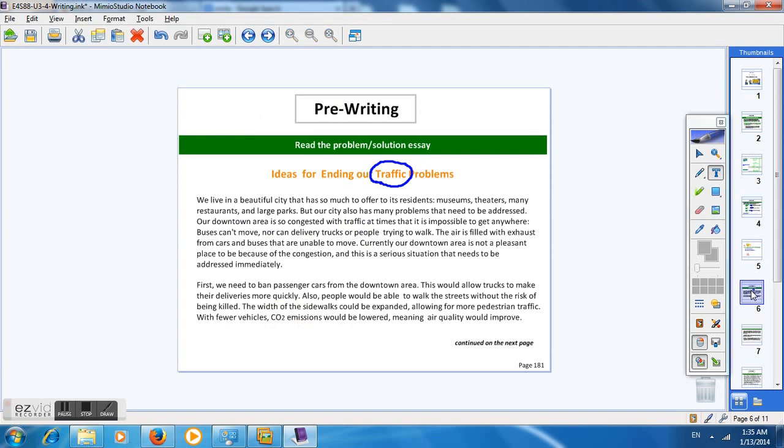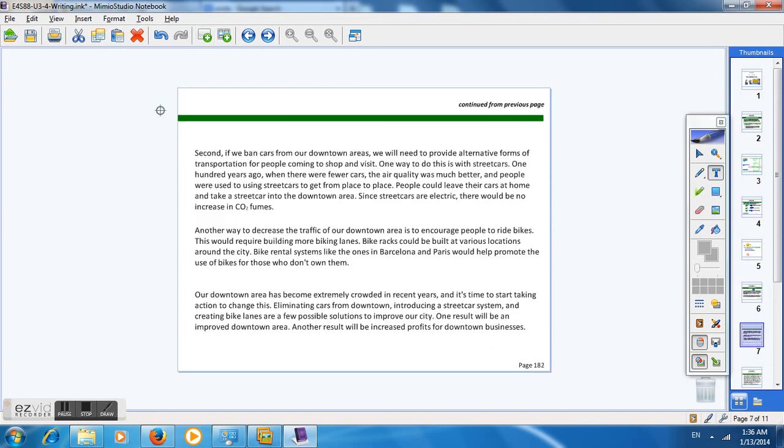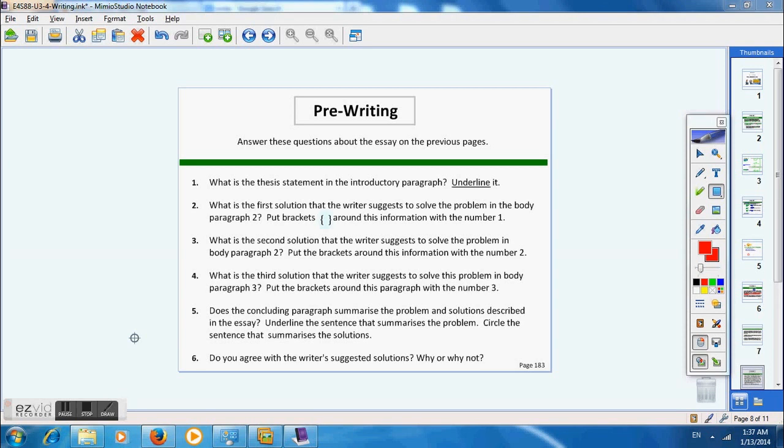Let's go back to the reading proper. Okay, please read, and also this page. So please pause the video. Pre-writing. Answer these questions about the essay on the previous pages. Question number 1. What is the thesis statement in the introductory paragraph? Underline it.